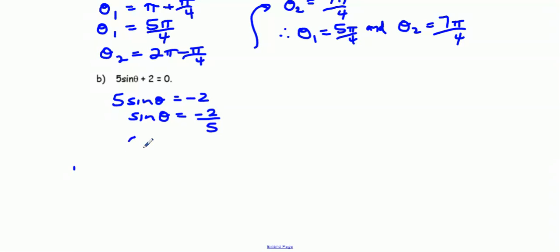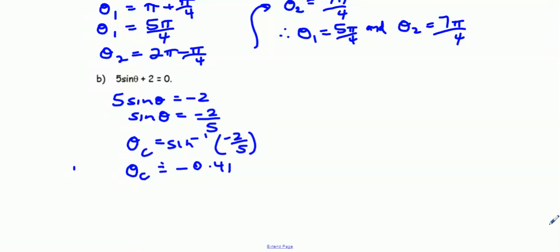So theta calculator is going to equal sine inverse of negative 2 over 5. I'm going to calculate with my calculator in radian mode the inverse sine of negative 2 over 5. And when I do that, theta calculator is negative 0.41, so we'll get it to approximately 2 decimal places. Okay, so we have to think about that answer. Number one, is that an angle between 0 and 2 pi? And of course the answer is no, because it's negative.